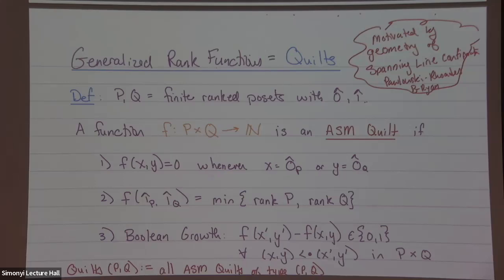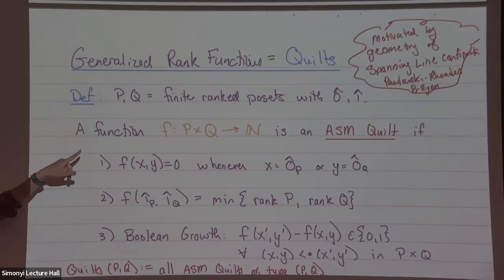So this is definitely motivated from the geometry, starting from Schubert varieties and building up, but now incorporating something bigger. Like I said, always the posets are going to be finite ranked and have a 0 and a 1. So let's say P and Q are 2 posets like that. And this is the key definition.